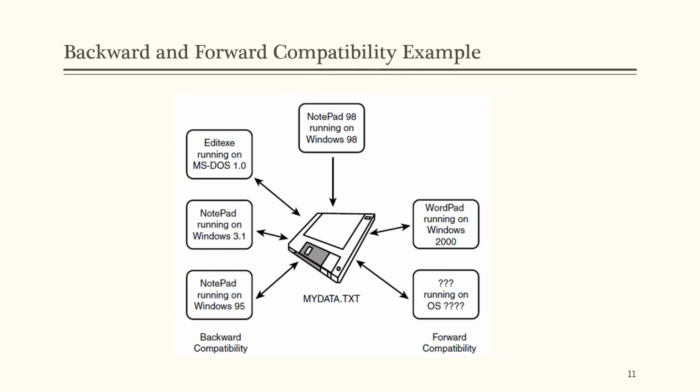This is another example of backward and forward compatibility. Here in the picture, my data.txt is compatible with its current Windows operating system, that is Windows 98, and word processor, that is Notepad 98. It is compatible with previous operating systems and word processors as well. It is also future compatible with WordPad running on Windows 2000 and above versions.